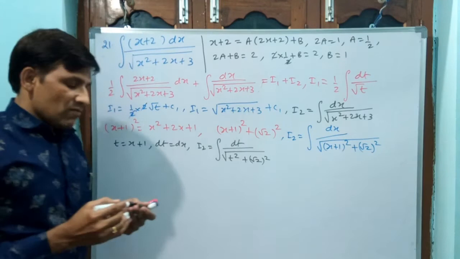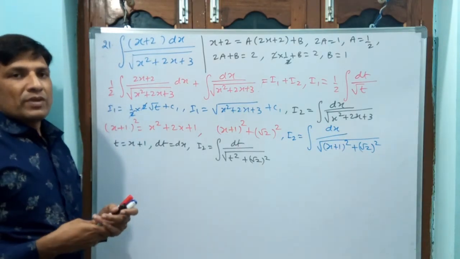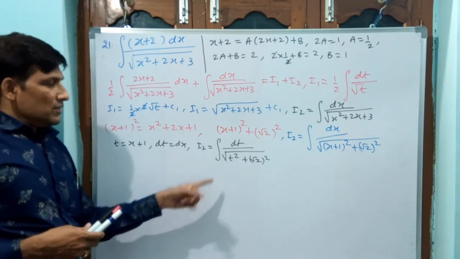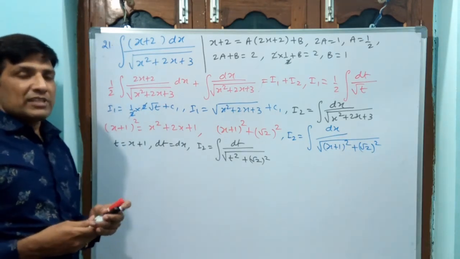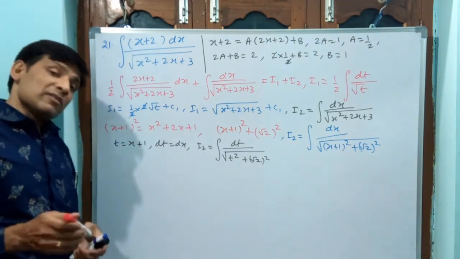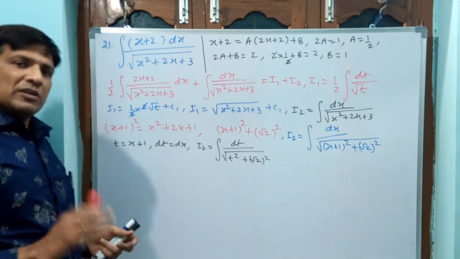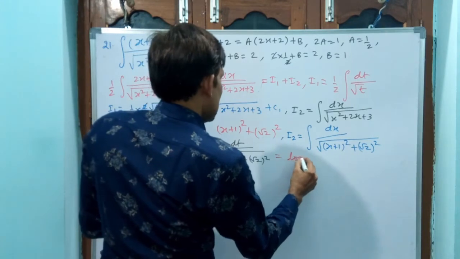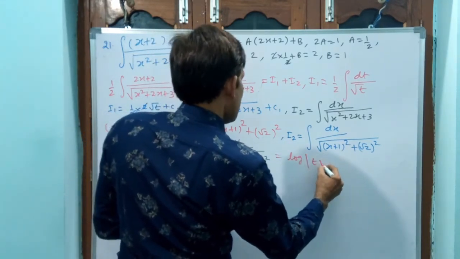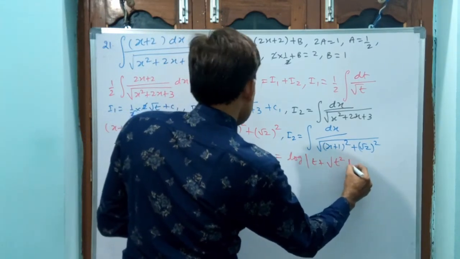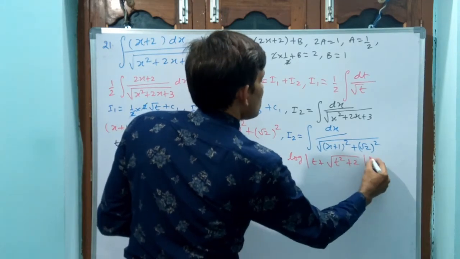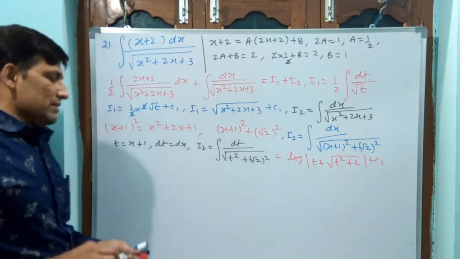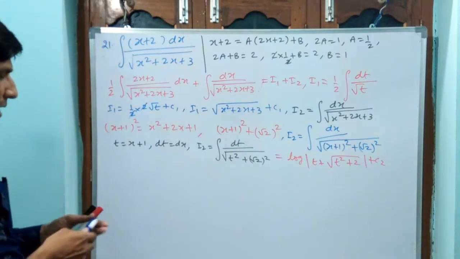Now wait. See what will be the formula? See, if square root is not there, this will be tan inverse, 1 by a tan inverse x by a. But square root is there. That is why the formula will come differently. 1 by 2a will not come. Normal log will come. You see, normal log, that is equal to log of modulus t plus square root of t square plus 2, plus c2. Is it okay? Why? Because root 2 whole square is 2 only. Okay. Again you come back.